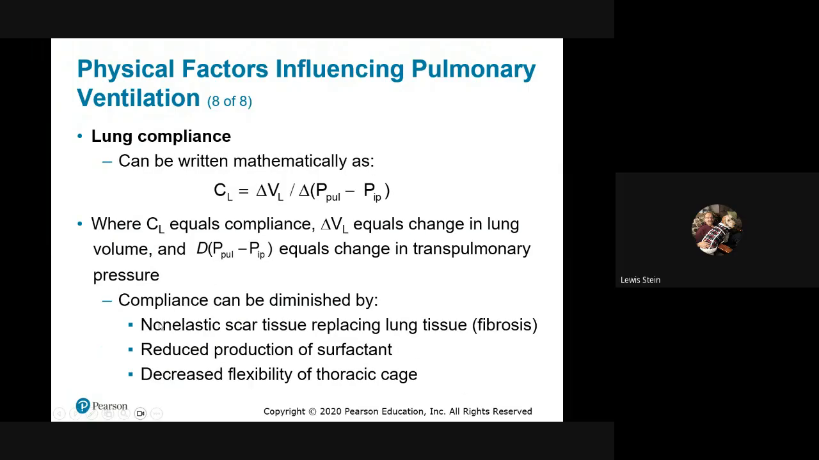And they give you a thing, but this is really the interesting part. Compliance can be diminished by fibrosis, non-elastic scar tissue. So it loses its elasticity. When would this happen? Bronchitis, pneumonia, chronic respiratory irritation, smoking, environmental toxins.